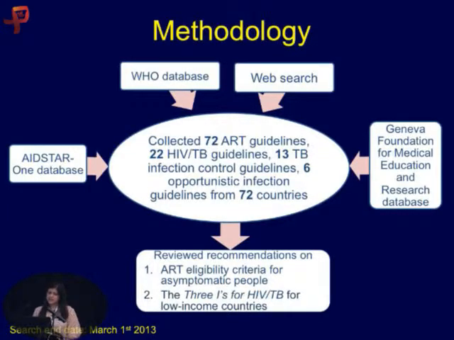So this slide describes our methodology. From various sources, we collected a total of 113 guidelines from 72 countries. Using a standard abstraction form, we reviewed recommendations on ART eligibility criteria for asymptomatic people for all the countries and recommendation on the 3 I's for HIV-TB for the low-income countries.